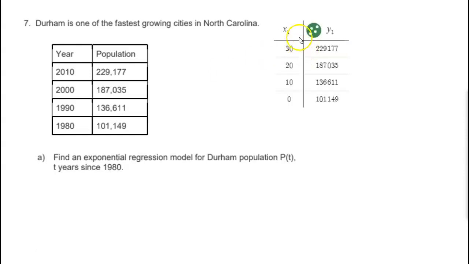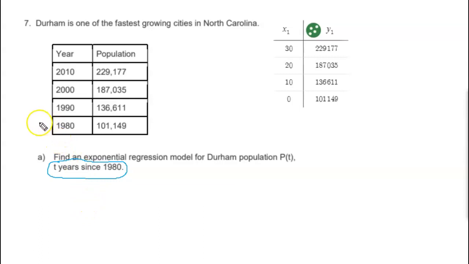So the first thing I want to do, I went into Desmos and I created a table and I entered in my data points. Something that you may notice is that I did not put in 2010, 2000, 1990. The reason being is they have determined that we want T to be the number of years since 1980.